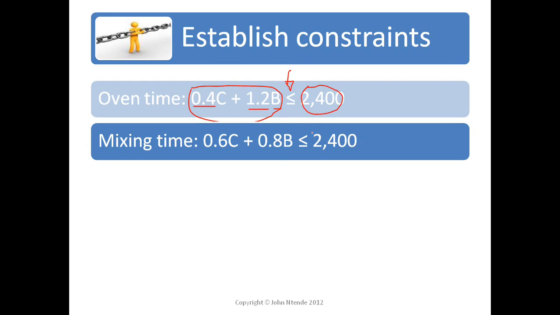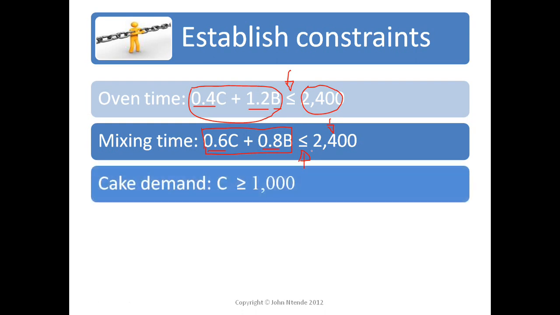The next constraint was mixing time. So again, it was limited to 2,400. So again, we have the same sign here, less than or equal to 2,400. Each unit of C takes 0.6 hours. Each unit of B takes 0.8 hours. So the total time for mixing is 0.6 C plus 0.8 B. And so this should be less than or equal to 2,400.